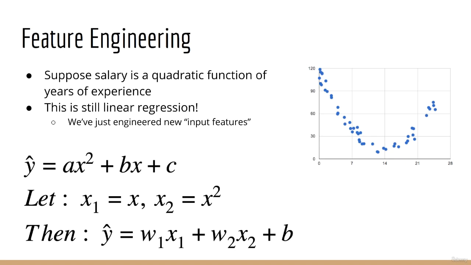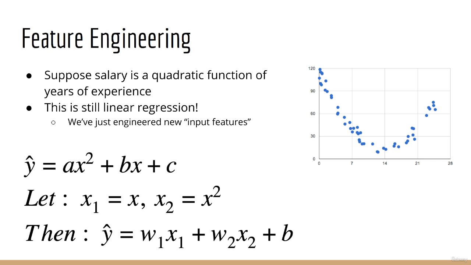One method you might have thought of is to use feature engineering. For example, let's take linear regression. Suppose that for whatever reason, salary is proportional to the square of the years of experience, or put another way, that salary is a quadratic function of years of experience. Then we could say that y hat equals ax squared plus bx plus c. Believe it or not, this is still just linear regression in disguise.